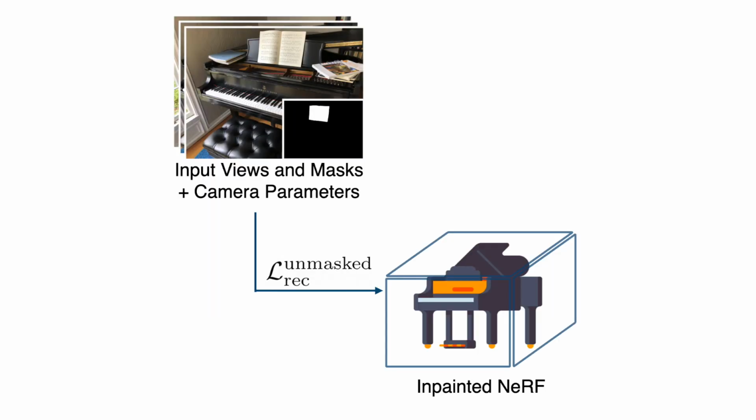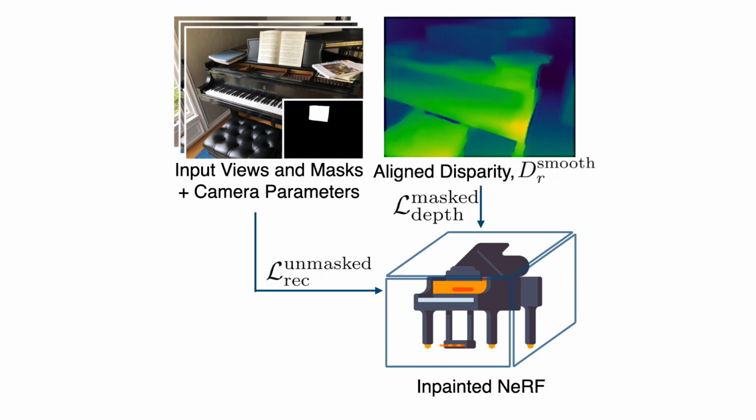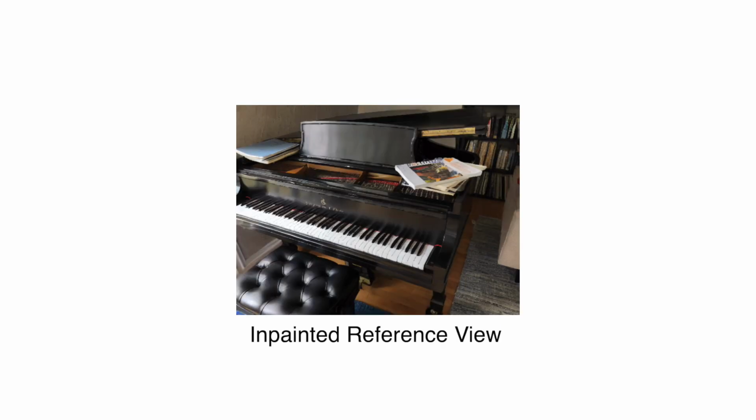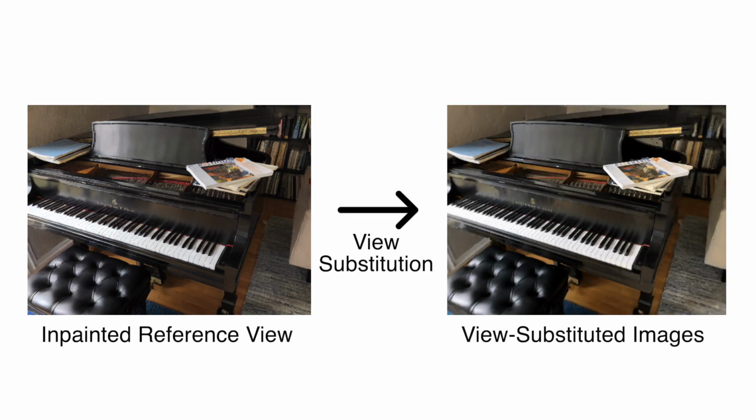So far, to supervise the inpainted NeRF, we use the ground truth colors of the unmasked pixels to supervise the unmasked regions of the NeRF. We supervise the geometry of the masked region by the aligned disparity of the reference view. Up to this stage, the appearance of the masked region has remained underfit. Although the inpainted reference view provides some supervision for the masked region's appearance, it lacks the information about potential view-dependent effects from other views. To address this issue, we propose our view substitution method.